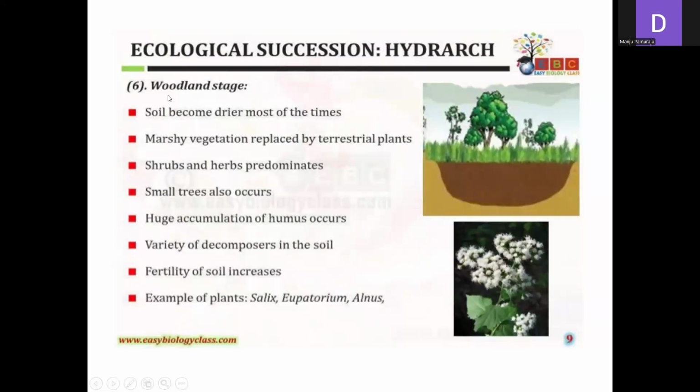The next stage is the woodland stage. Here the soil becomes drier more of the time and marshy vegetation is replaced by terrestrial plants. The water level is totally decreased. Shrubs and herbs are predominant and small trees also occur, and a huge accumulation of humus also occurs here. A variety of decomposers are in the soil and the fertility of the soil also increases. Examples for this woodland stage are Salix, Eupatorium, and Alnus. This type of plants will grow here.